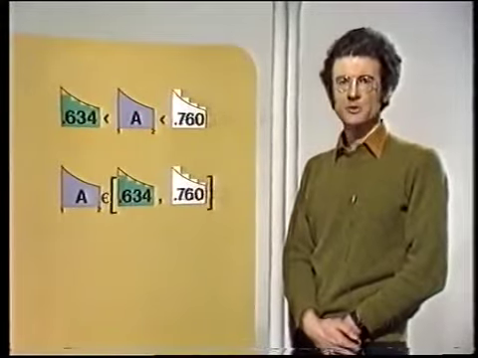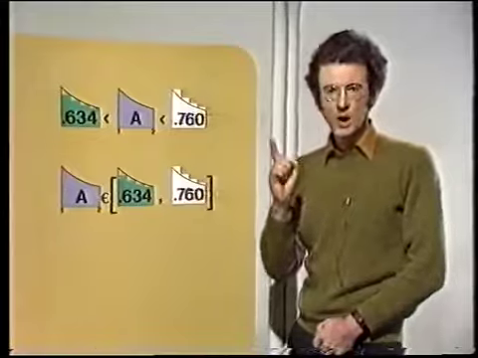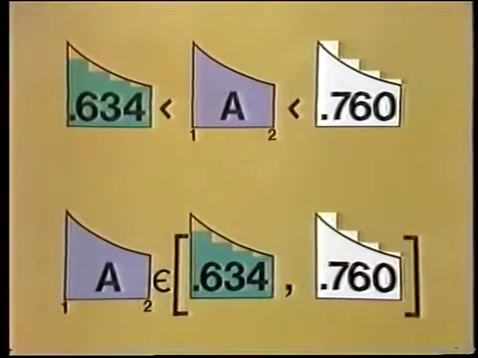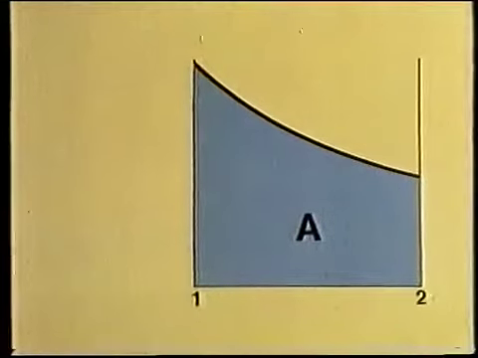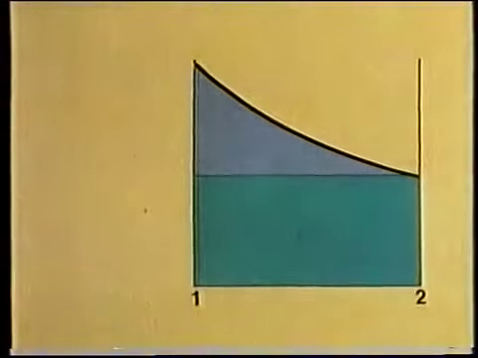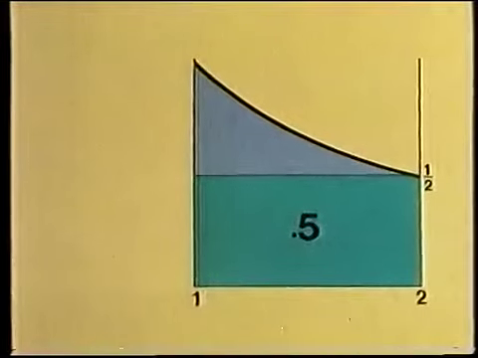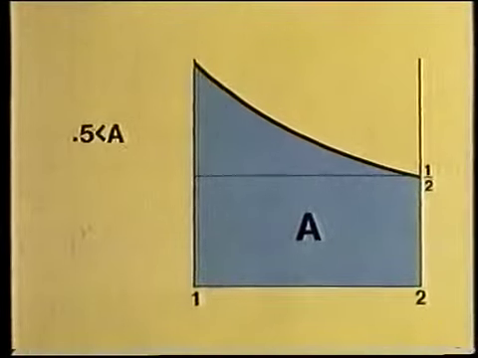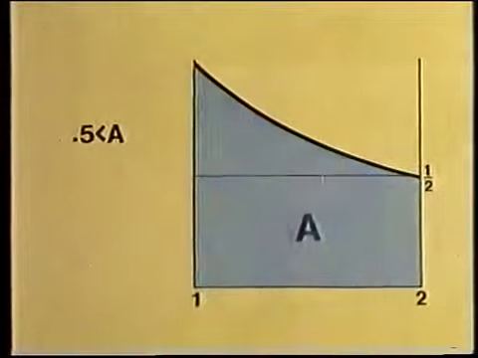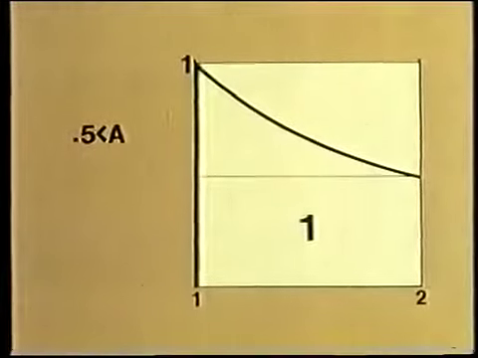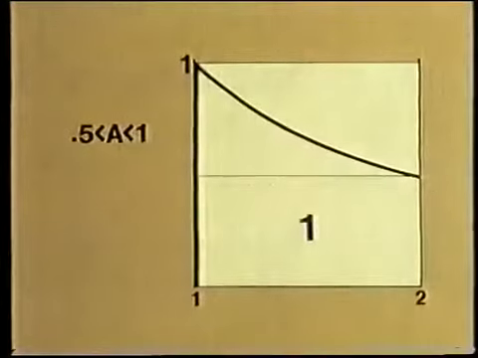To see why, we're going to go back to the logical beginning and take just 1 rectangle. Then we'll take 2, and then 4, like this, 8, 16, and so on. With only 1 strip, the underestimate is the area of this rectangle, which is 0.5, and this is less than the area A. And our overestimate is the area of this rectangle, which is 1. And this is greater than A.